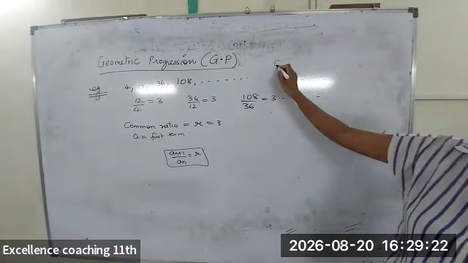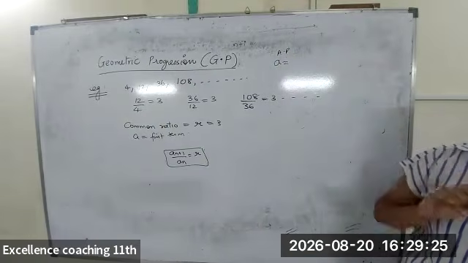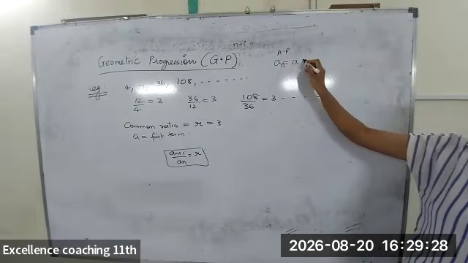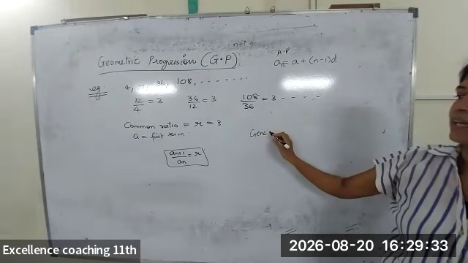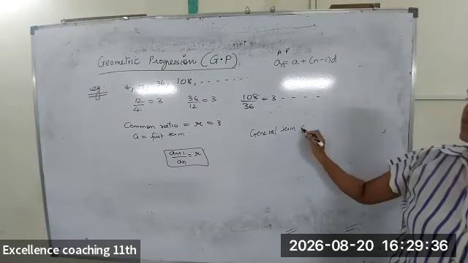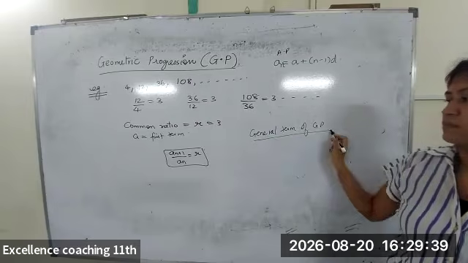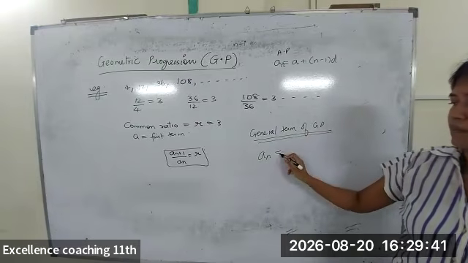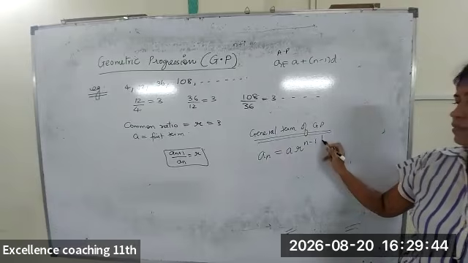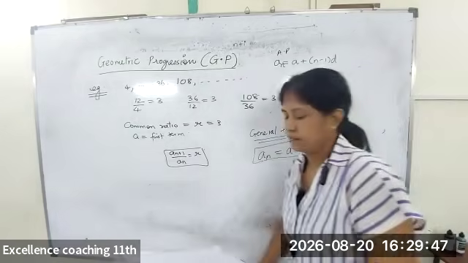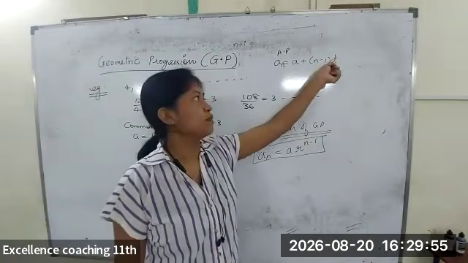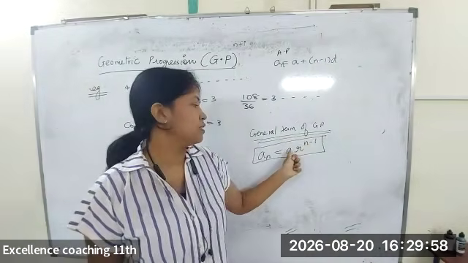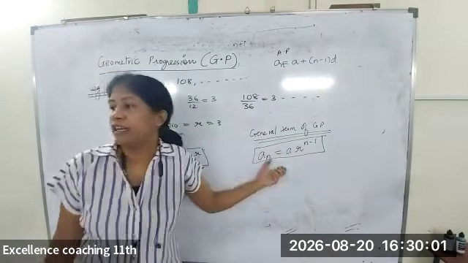Now write the general term. What was the AP's general term? Quickly tell me. The nth term was what? a plus (n minus 1)d. The same way you have a general term for GP. It is a r raised to n minus 1. Here n minus 1 will go up in the power, and this is a multiplication, not a plus. So write the general term for GP.